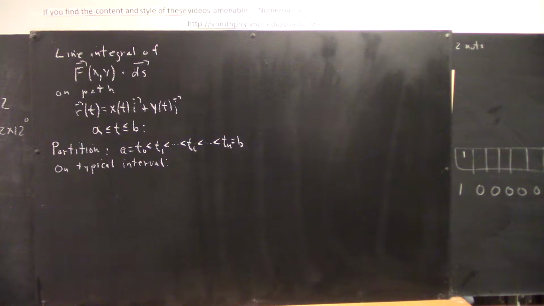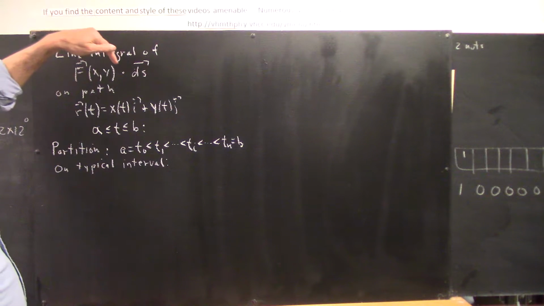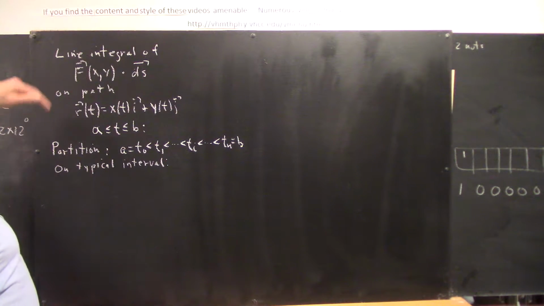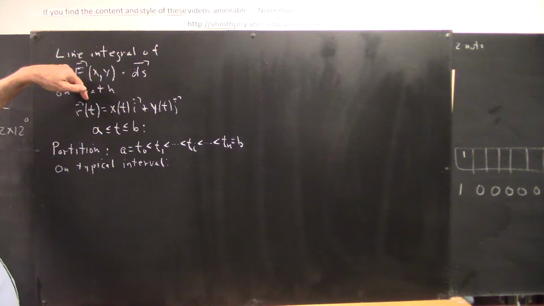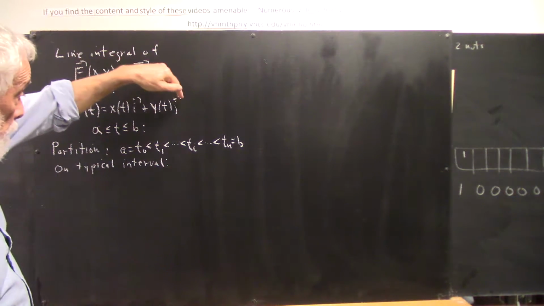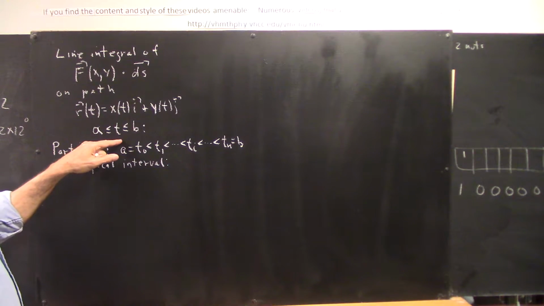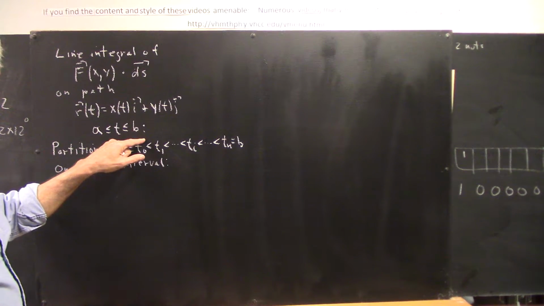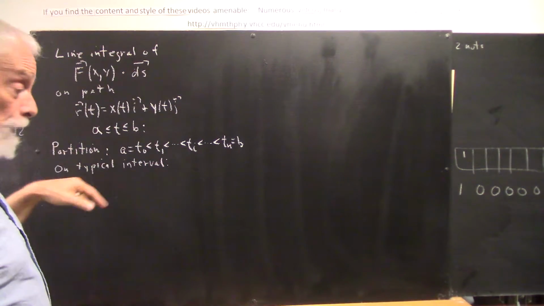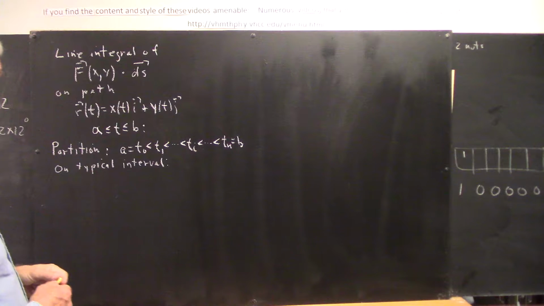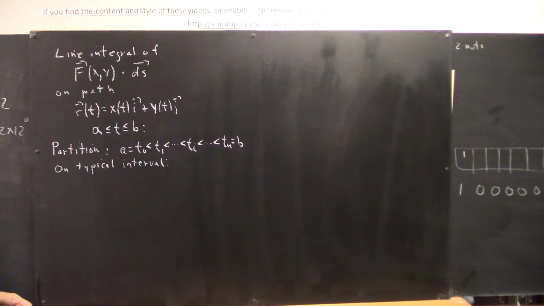So, in summary, if we want to do a line integral of any function F of x, y dot ds on a path r of t equals x of t i plus y of t j, where t goes from a to b. Now the integral we did was on a closed path, but this doesn't necessarily have to be a closed path. Usually, in fact, it won't be.